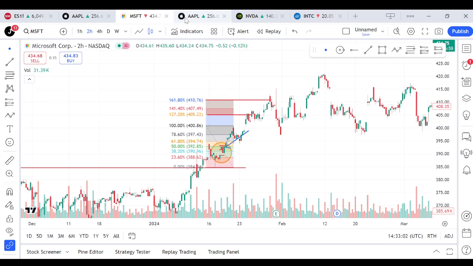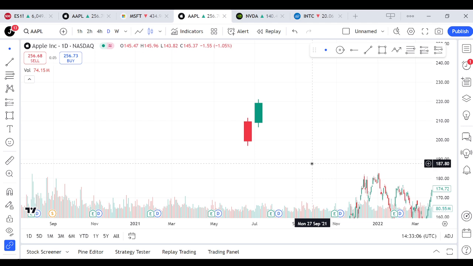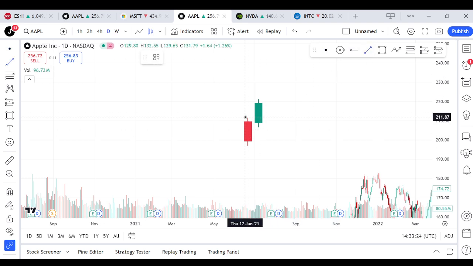The next on my list is the separating lines. The separating lines pattern involves two candles. The first is a bearish candle followed by a bullish candle that opens at or near the same level as the first candle's open, but the second candle moves higher, closing above the previous candle's high. Okay, that's long. I'm going to break it down.